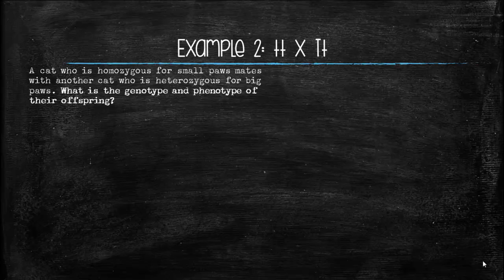The cat who is homozygous for small paws mates with another cat who is heterozygous for big paws. What is the genotype and phenotype of their offspring? You can choose to pause it here to see if you can do it by yourself, or keep playing to see the answer to the question.